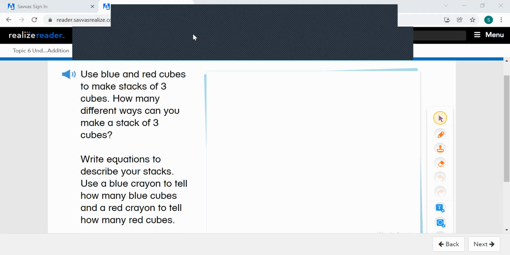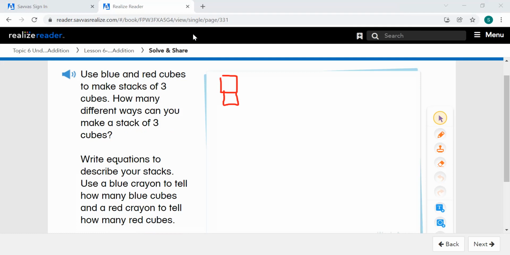Let's draw 1, 2, and 3. So there are 3 cubes. I used 3 red cubes. After we make our stack of 3 cubes, we then are to write equations to describe your stacks, using a blue crayon to tell how many blue cubes and a red crayon to tell how many red cubes.